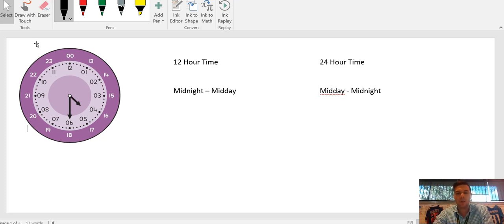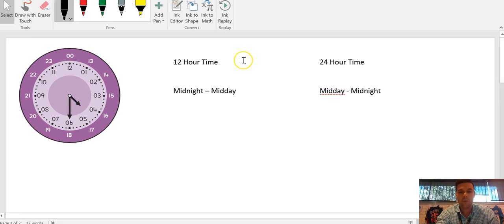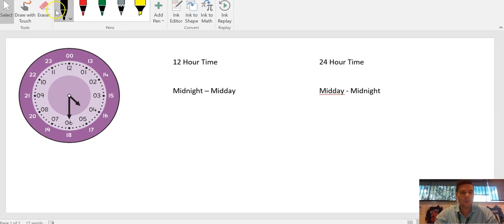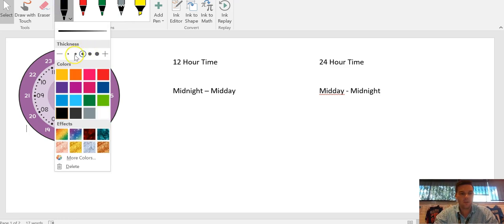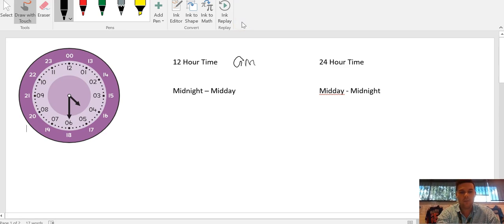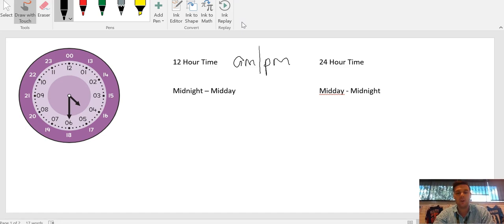12-hour time is when we look at time with AM and PM. So I put this here. If I go AM and PM, that's 12-hour time. So that's when we're looking at times before midday and after midday.